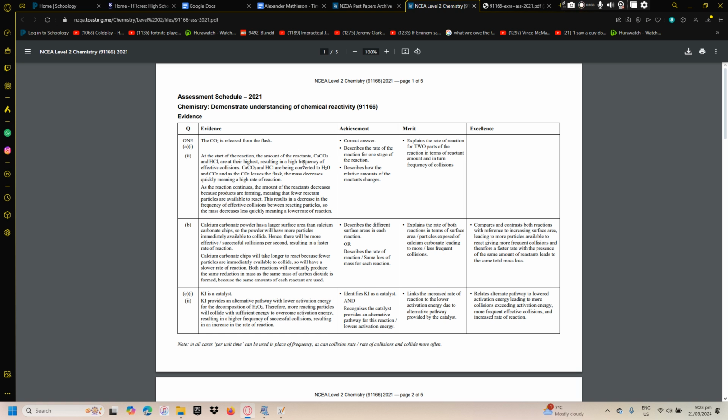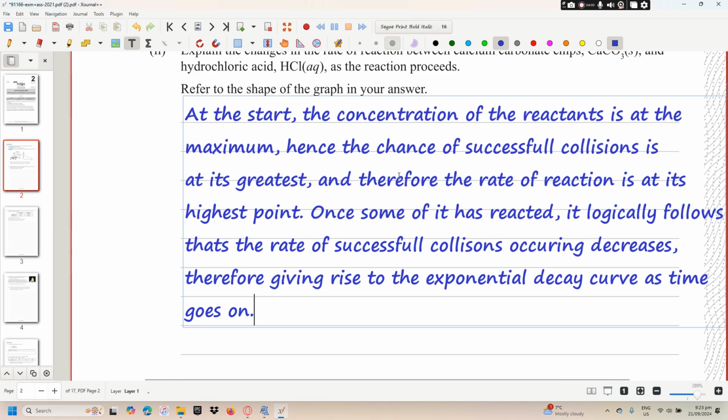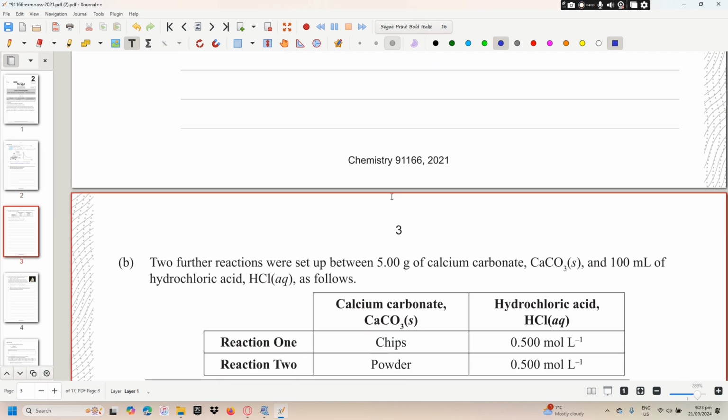So there's a lot of yap, right? A high frequency of successful collisions. Mass decreases quickly, meaning a higher rate as the continuous amount of reaction decreases. See, this part here, they've really just said the exact same thing. So what's really annoying about chemistry is, well, why did they say this? Who knows? But whatever. This is the crux of all you need to say.